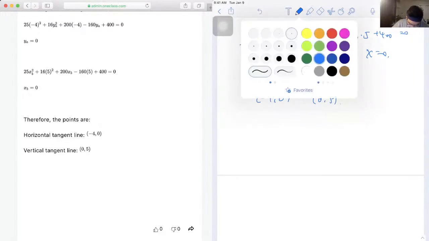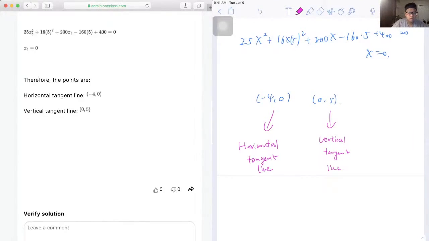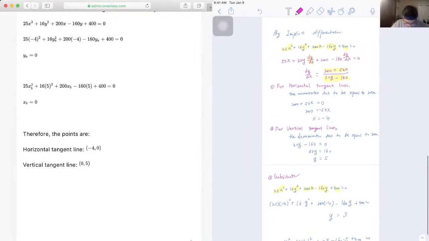Okay, and let me just label this. So this is for the horizontal tangent line, and that is for the vertical tangent line.